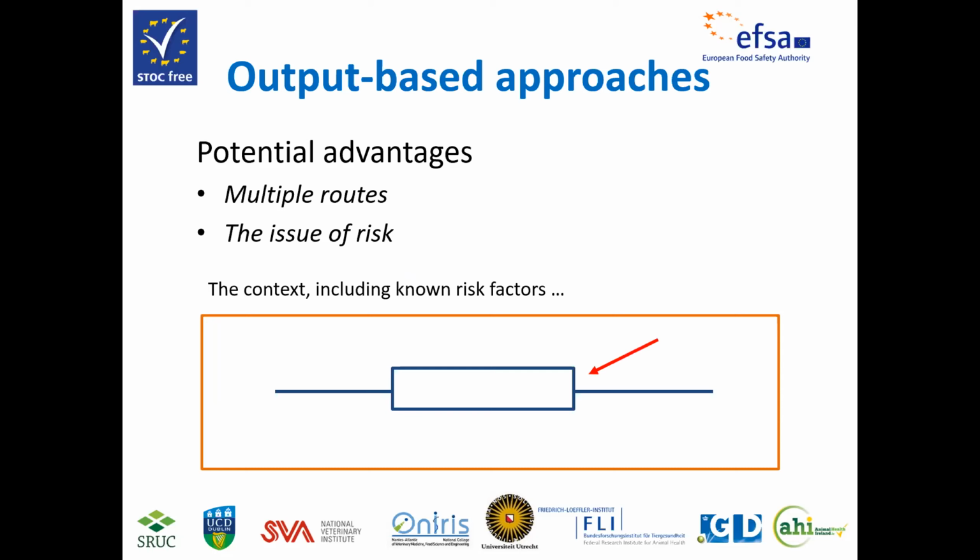And this is really critical. Multiple routes in terms of actions to achieve the same agreed output. Let's imagine if we were to focus, for example, on confidence of freedom or prevalence below a defined level, the output in both of those is clear. And there's acknowledgement using an output-based approach that multiple routes are possible to achieve this output.